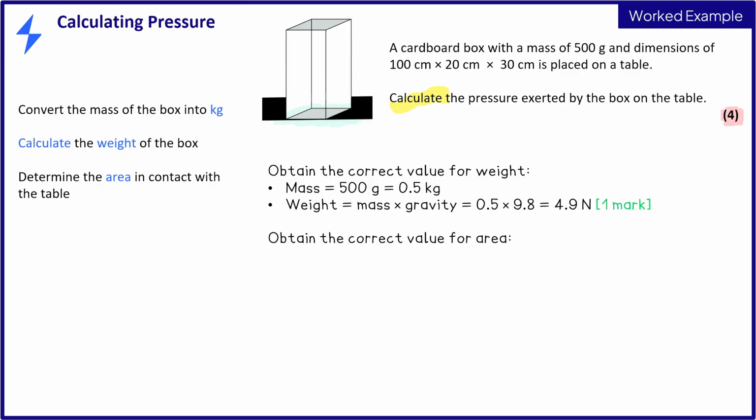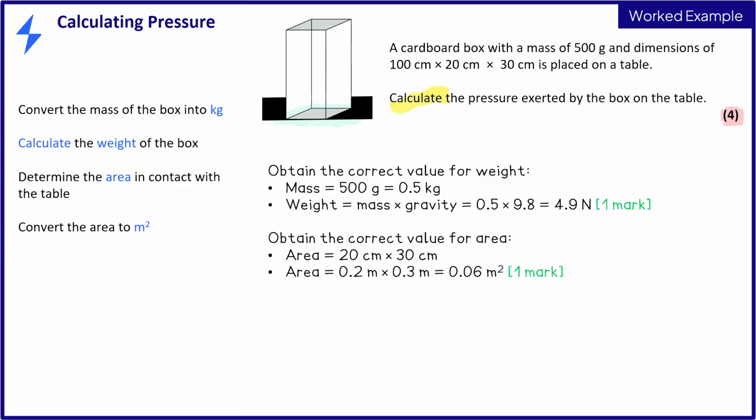Looking at the image and the dimensions, the surface area in contact with the table must be 20 centimeters by 30 centimeters. Convert the area into meters squared to give pressure in pascals. It is easiest to convert each length into meters. So the area is equal to 0.2 meters times 0.3 meters, which is equal to 0.06 meters squared for 1 mark.